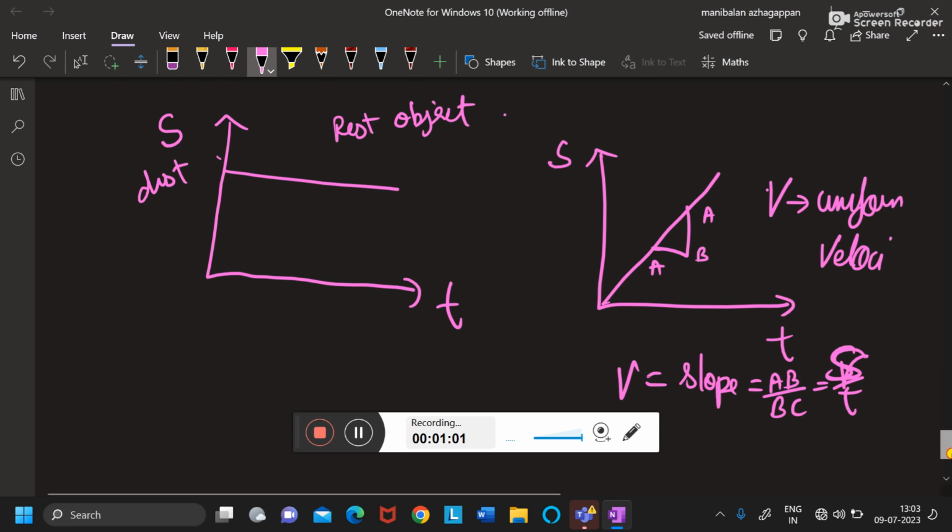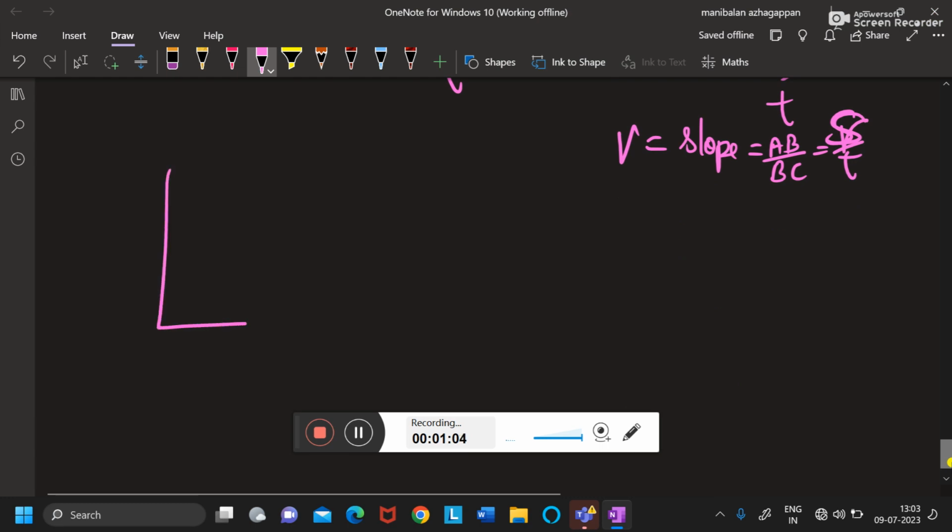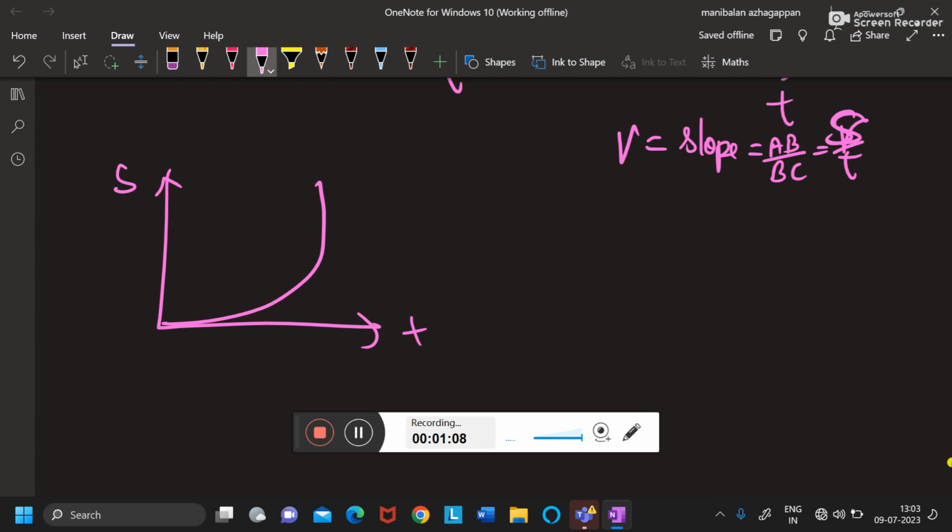Okay, next graph, displacement versus time, non-linear graph, as opposed to the previous linear graph. This is a non-linear graph. The velocity is going to be non-uniform.